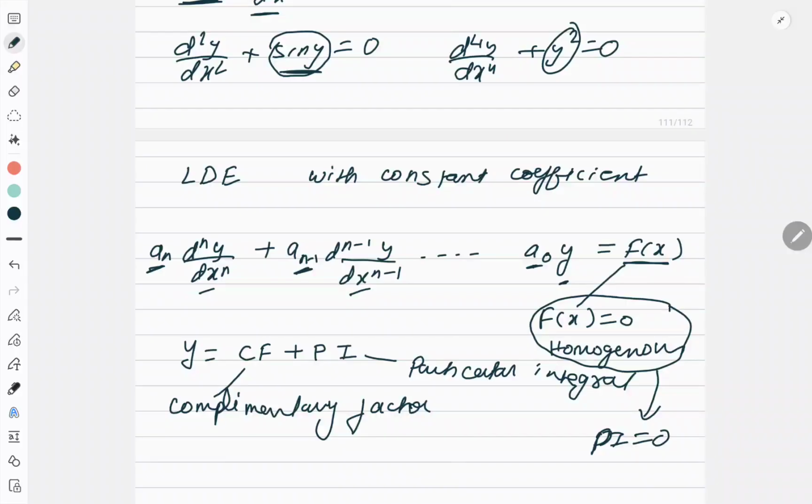Now we have to learn how to find a solution for this linear differential equation in the case of homogeneous as well as non-homogeneous. So our first target will be to learn how to find the complementary factor. Once we are done with that, we will learn how to find the particular integral. In my next video, I will tell you how to find the complementary factor, and after that, one by one, we will discuss the PI cases.